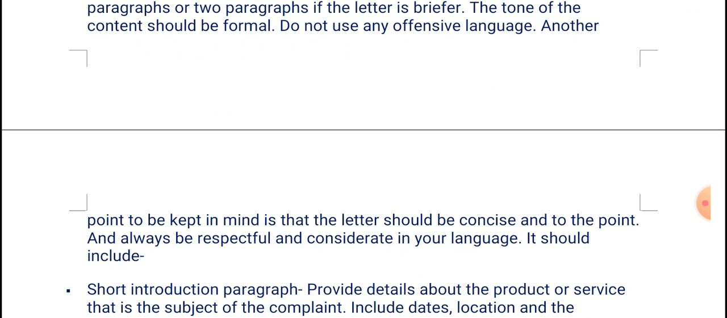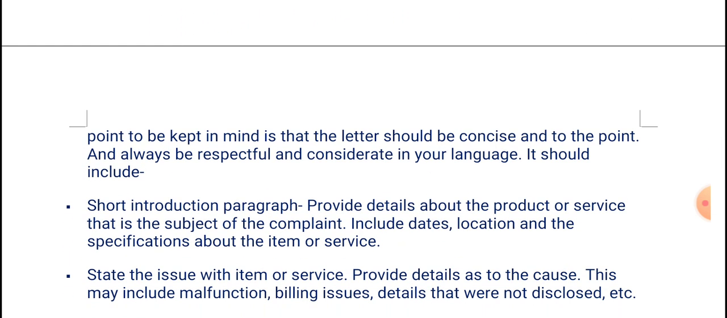Another point to be kept in mind is that the letter should be concise and to the point. So this thing you also have to keep in mind, that your letter should be concise and to the point. Always be respectful and considerate in your language.